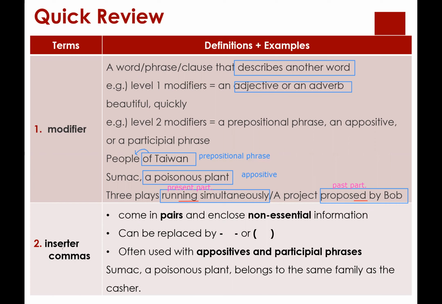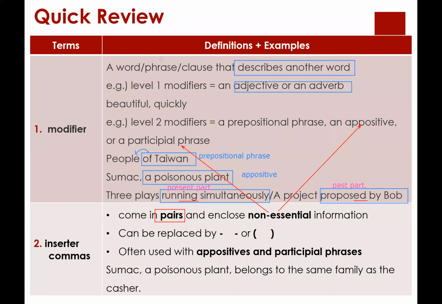For our second term, we have something called inserter commas. Later on, we will talk about 4 types of commas. But inserter commas, remember that they come in pairs and that they enclose our non-essential information. A lot of times we would have a non-essential appositive, right? Like sumac, comma, a poisonous plant, comma, and so on and so forth. And we can also have a non-essential participle phrase. Just keep in mind that they can be replaced by 2 dashes or parentheses, but they have to be used in pairs. So that means you cannot use a comma and a dash to enclose non-essential information.